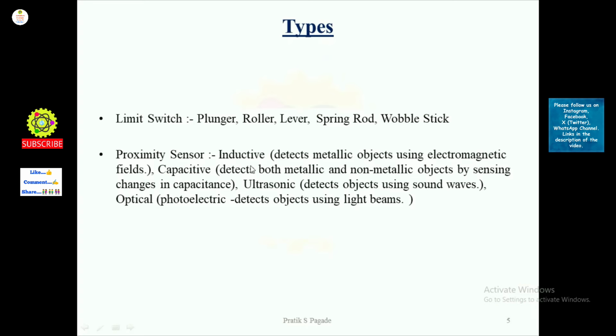And proximity sensors are inductive, which detects metallic objects using electromagnetic fields. Capacitive type proximity sensor detects both metallic and non-metallic objects by sensing changes in capacitance. Ultrasonic proximity sensor detects objects using sound waves. An optical proximity sensor uses photoelectric sensing, that is, it detects objects using light beams.